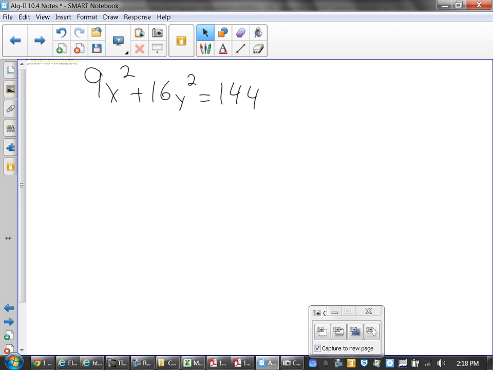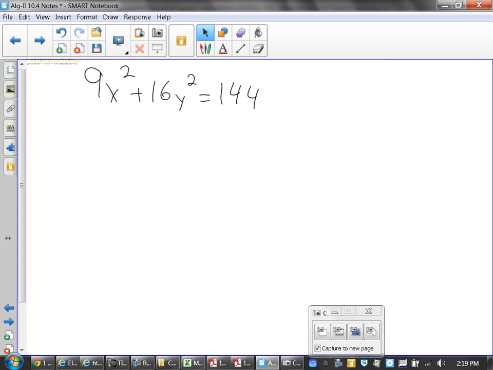When we get to the very end of graphing ellipses, after we're done learning all the different types we're working with, I'm going to show you how you're able to distinguish between the types. And it is very easy to do so. But I don't want to give you too much information up front.